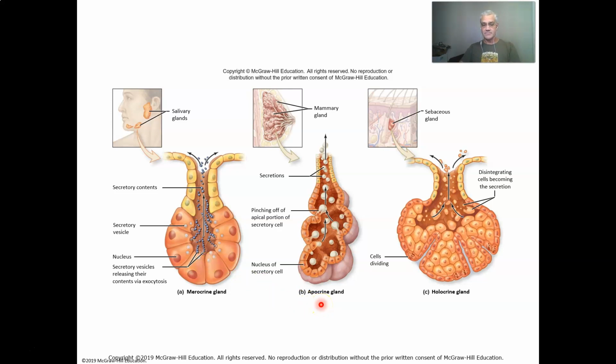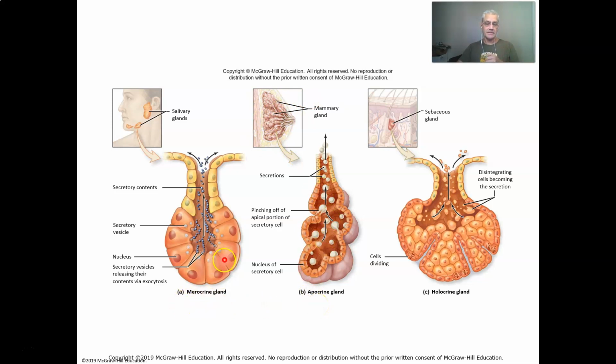Now, a different kind of gland is called an apocrine gland. In an apocrine gland, parts of the cell itself actually pinch off. So the cell isn't just making something and spitting it out into the duct. Part of the cell itself actually buds off and becomes part of the secretion of that cell. You can think of apocrine as meaning the top portion, the apical portion of the cell, actually buds off and becomes a part of the secretion itself. So a mammary gland is a classic example of this.